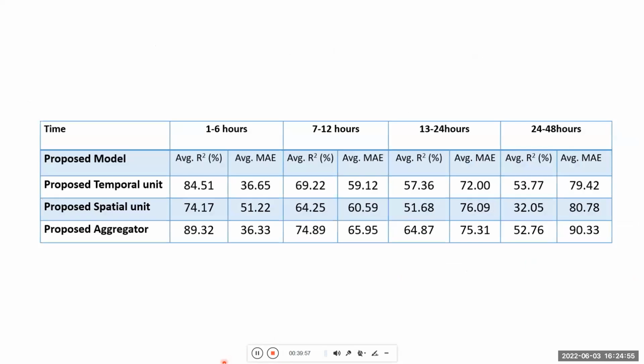So instead of only this continuous prediction, we have given you the entire slot, that is 7 to 12, 13 to 24, and 24 to 48. You can see here the proposed aggregator loses its 90% accuracy to only 52%, and even the MAE is very large, because we are only predicting the mean and the max values. So you can see that the accuracy for continuous prediction is good, whereas it loses by many units when it goes to the higher ones.